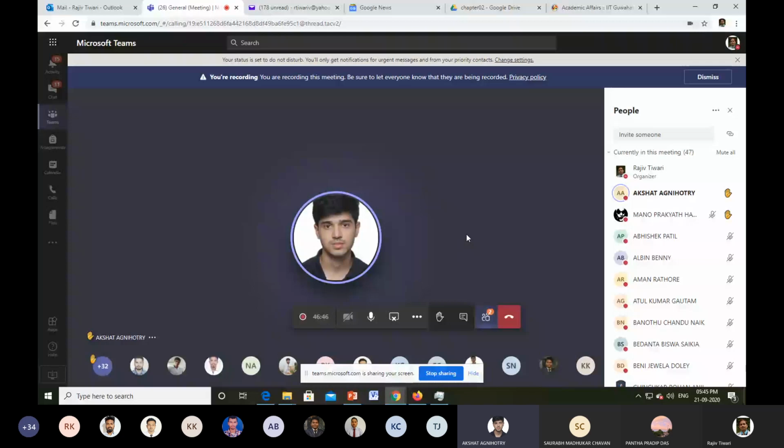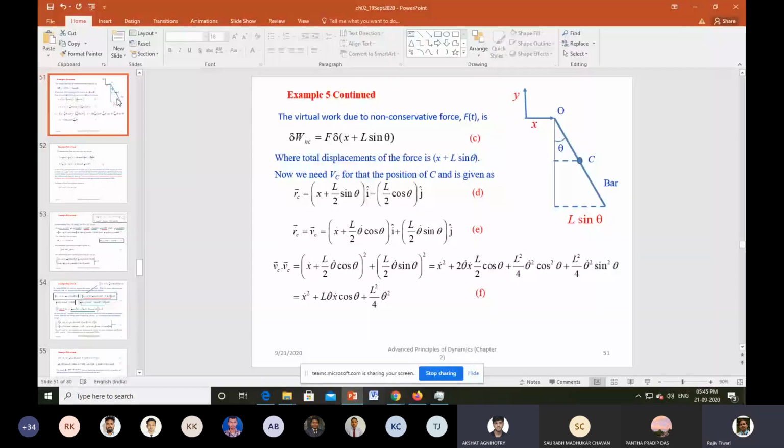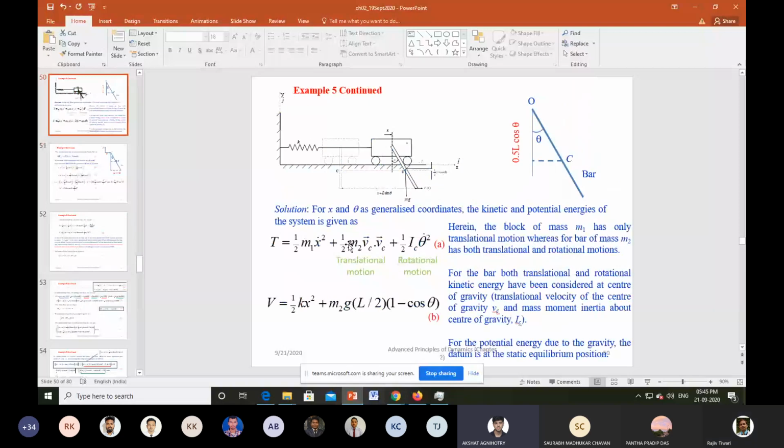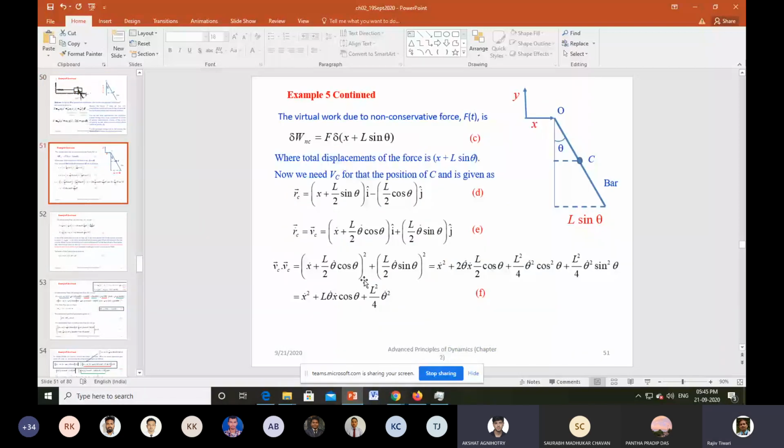Sir, while deriving the kinetic energy of example 5, I think there was M1 in place of M2. Can you open that slide? Okay, some typo. Where? Also while integration by parts. Which slide? Sir, while deriving the kinetic energy of the discrete system, example 5.